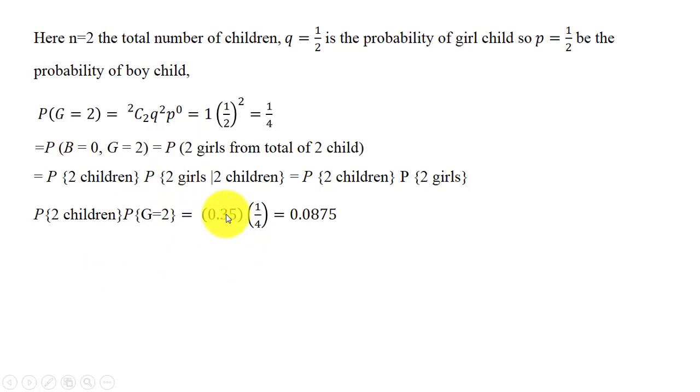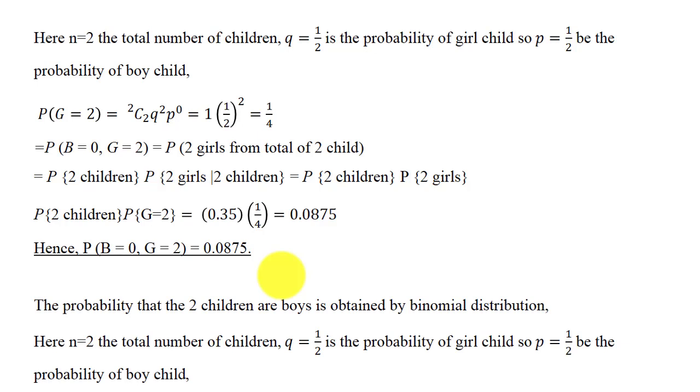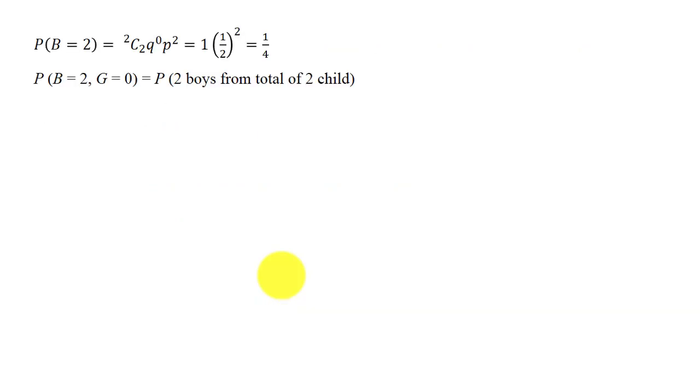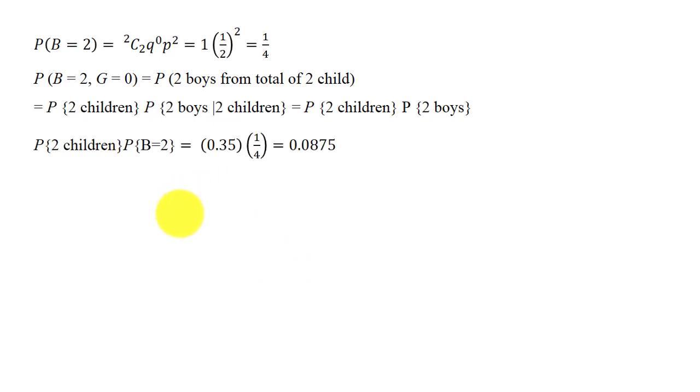A 35% chance is that the community has the 2 children, into the probability of 2 girls, that is 1 by 4. So 0.35 into 1 by 4 is 0.0875. So the probability of B equal to 0 and G equal to 2 is 0.0875. Similarly, you have to evaluate the probability of 2 boys in that community, which gives the same answer, 0.0875.